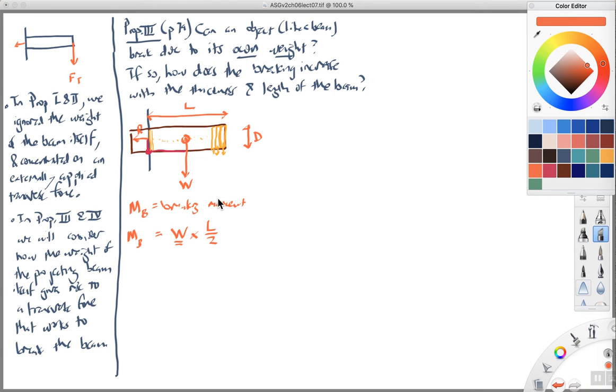dependent upon the length. As the length increases, the weight of the beam also increases because it has more volume and hence more mass, hence more weight. So there's secret factors of length in here, or rather non-explicit factors of length in here. They're hiding in the weight. So let's try to make explicit how the weight depends on the length, and then whatever factors of length show up here and this factor of length will both give rise to an increase in the breaking moment.